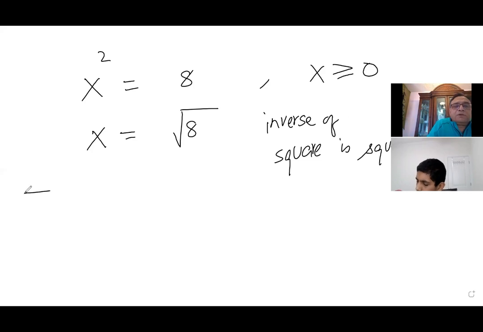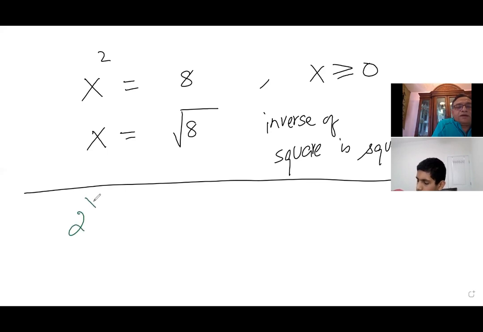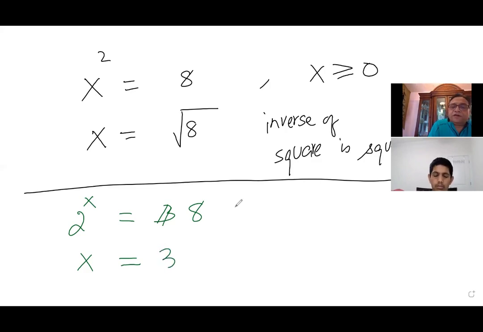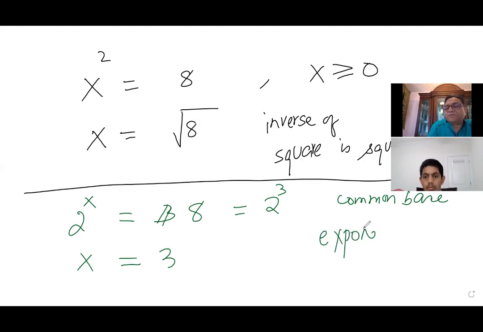Correct. Now my question is changed. I'm saying 2 to the power of x is 3. Let's take this later. Let us say 2 to the power of x is 8. Then what is x equal to? 3. How could you figure it? Because 8 is 2 to the power of 3, and then you have a common base, and so the exponents should be the same, right? I say exponents are equal. That was perfect.